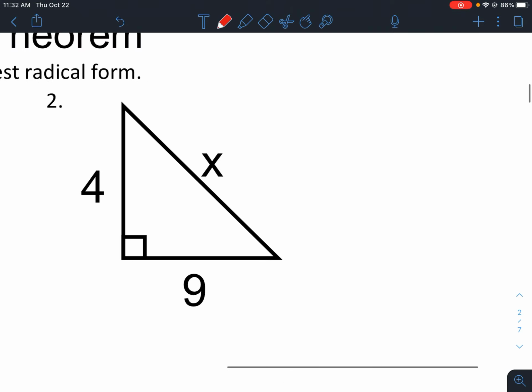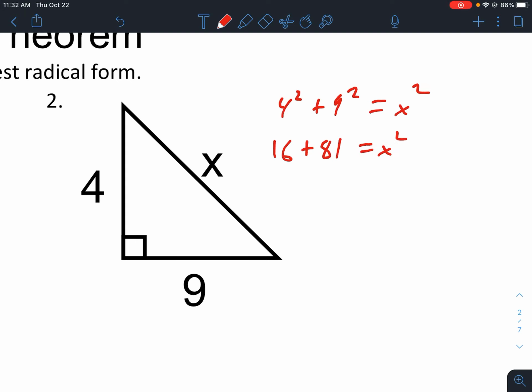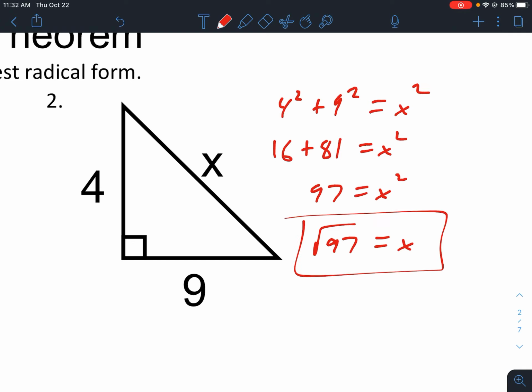Number 2, once again, x is the hypotenuse, so x goes by itself. It doesn't matter what order 4 and 9 go in. 4 squared is 16, 9 squared is 81, 16 plus 81 is 97. x equals root 97, which is not a whole number, so you can leave it as root 97. It's approximately 9 point something, but root 97 is fine unless you are asked to round.